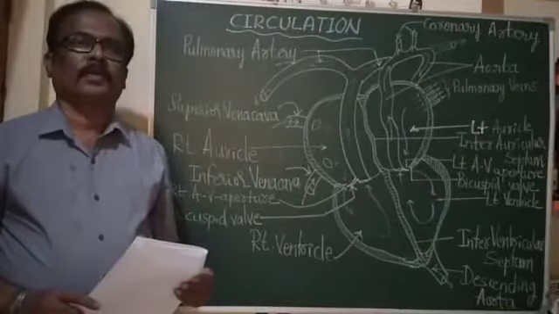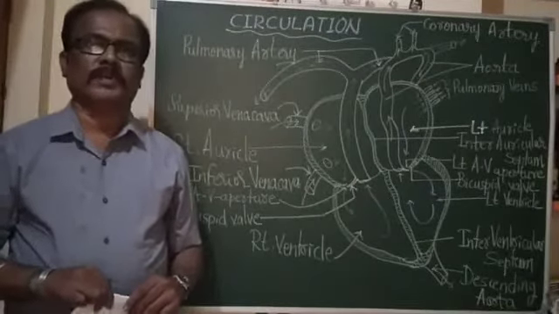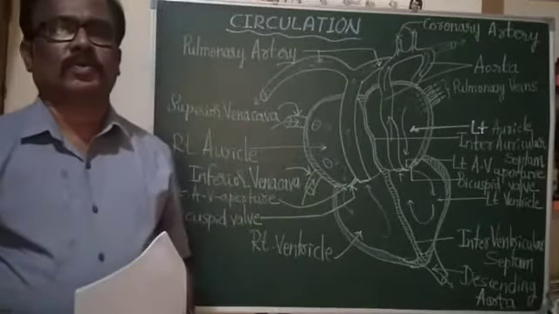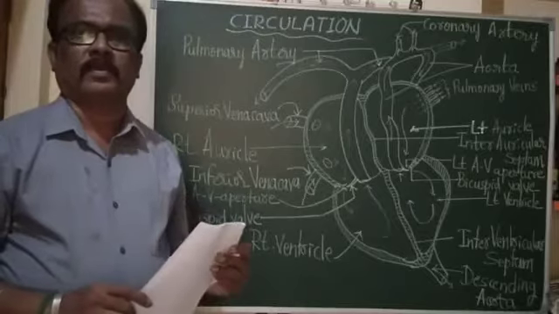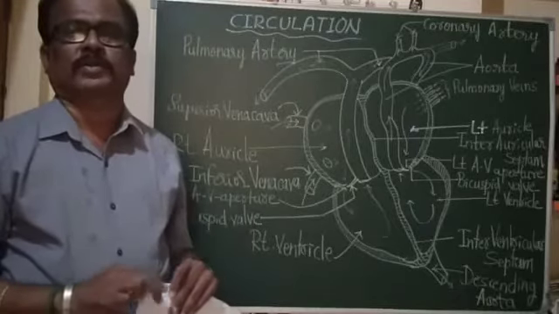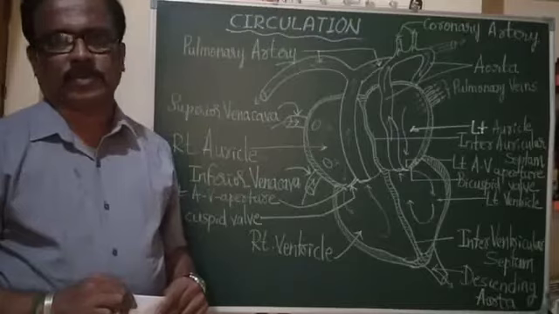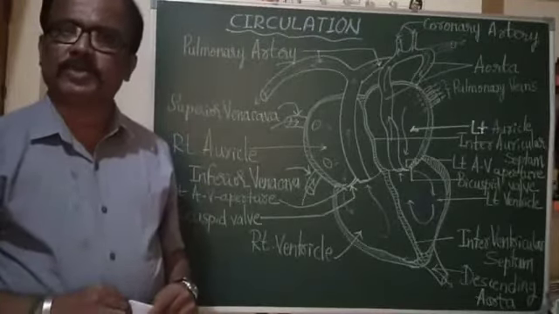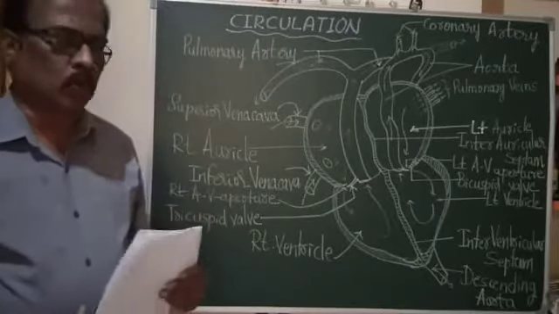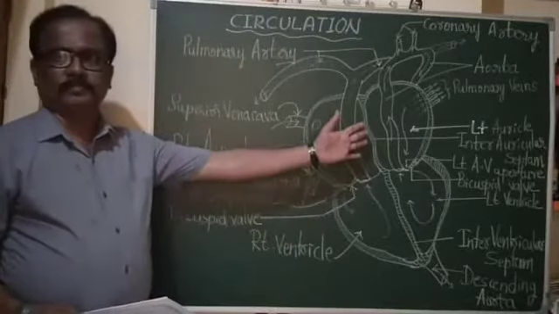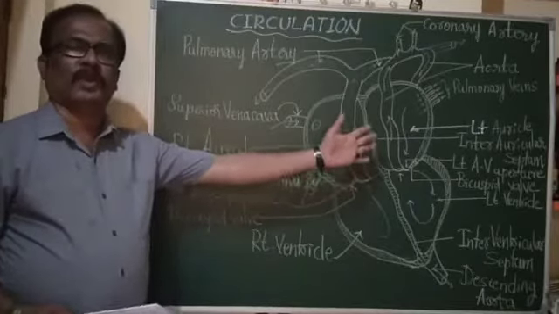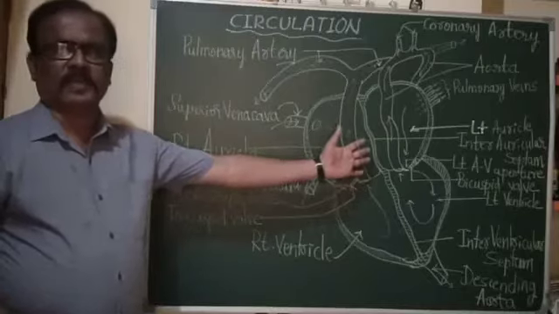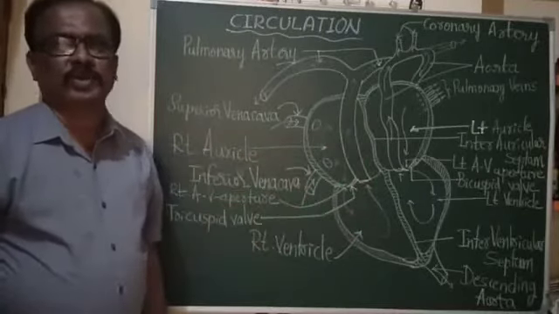In continuation with the last video, where we discussed the definitions of circulation, open circulation and closed circulation with examples. To understand the function of the heart, we must know the internal structure of the human heart, because the structure and the functions of the heart are complementary to each other.